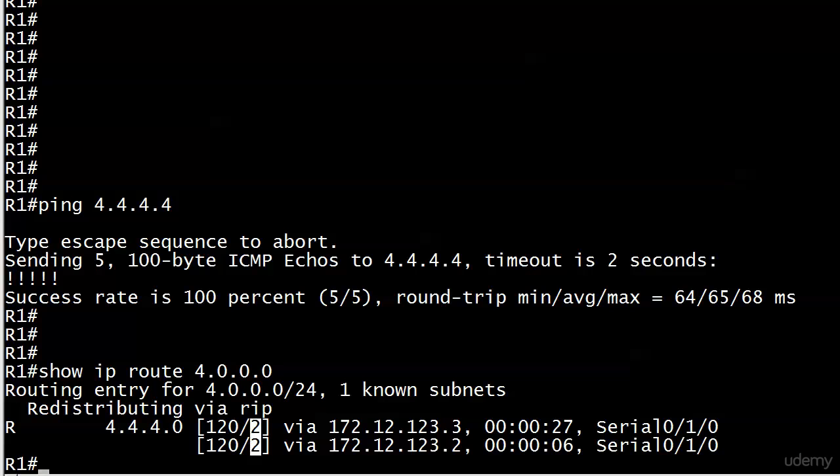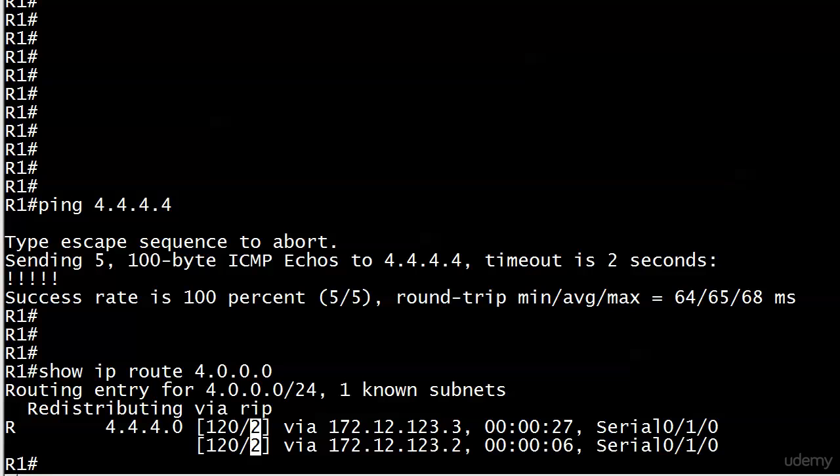But here RIP's saying, hey, these paths are absolutely equal. I have 2 paths I'm getting via my updates, and I'm putting them both in the table because they have equal cost. And now we're going to send roughly half of the data going to 4.4.4.0 through 123.2 over at router 2. The other half, roughly, 123.3. I say roughly because it's rare that it's going to be exact, but it's going to be pretty close.